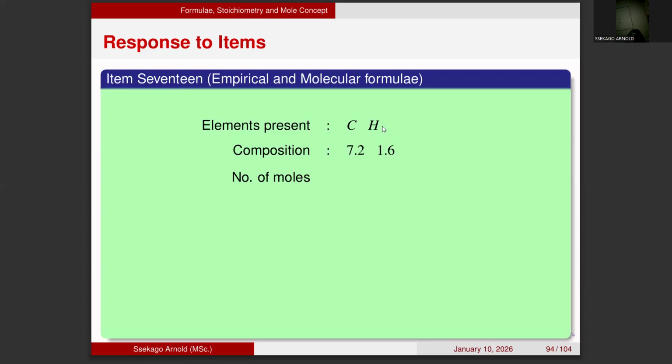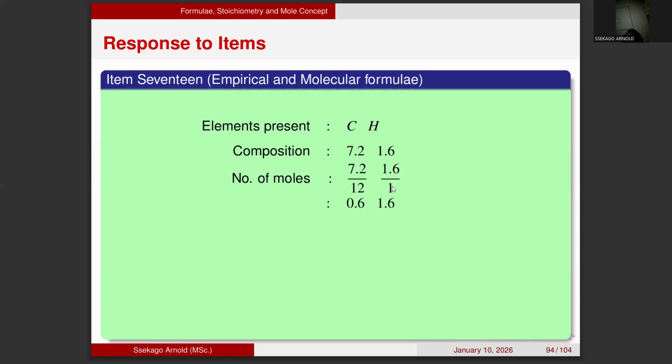This information may not necessarily be attached directly to the question, but you check the front page of the question paper. That information is always there. So we divide. For carbon, we shall have 7.2 over 12. For hydrogen, 1.6 over 1. And we obtain this as our moles.